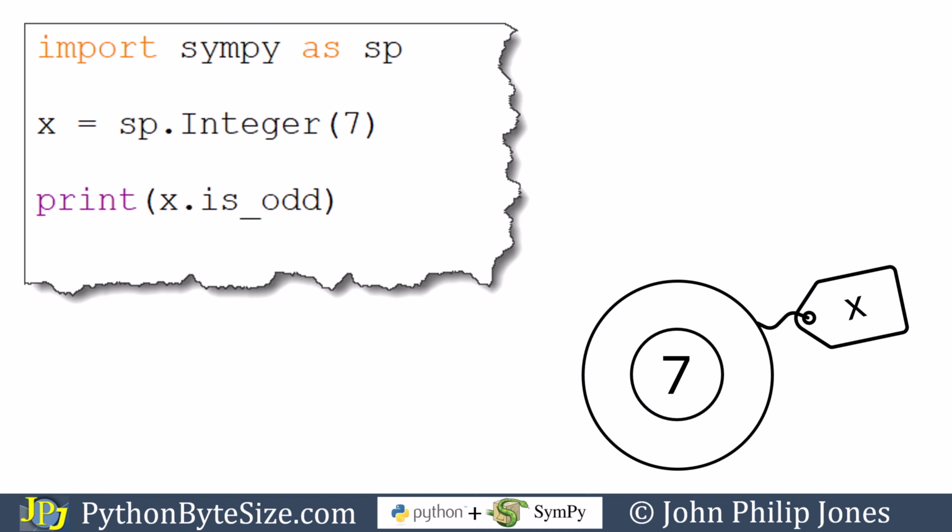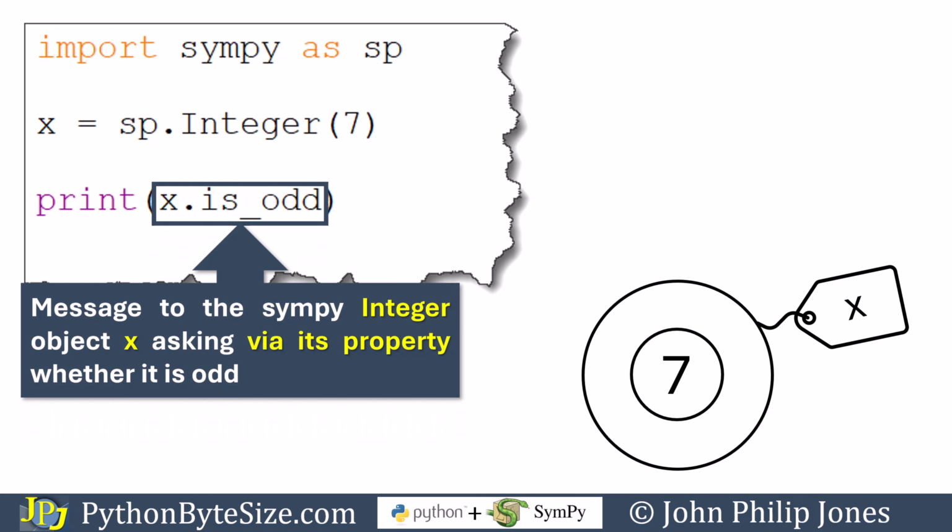Let's now consider the next program statement, and you can see it is a print statement, and in the brackets of the print you can see it is X full stop isOdd. This is a message to the SymPy integer object X asking via its property whether it is odd. In other words, this is asking, is the 7 odd? Now clearly we know it is odd.